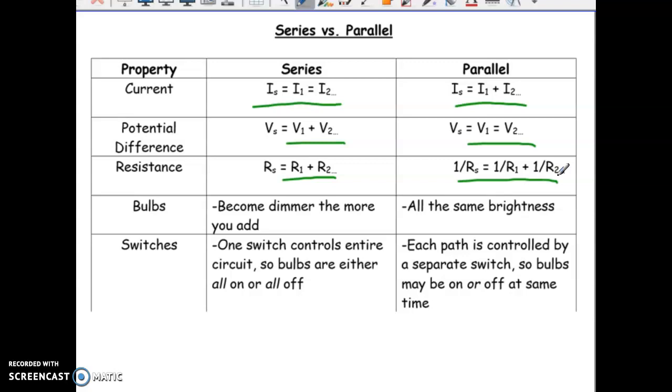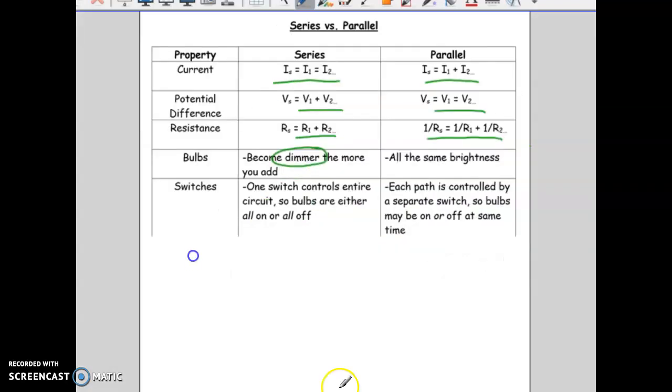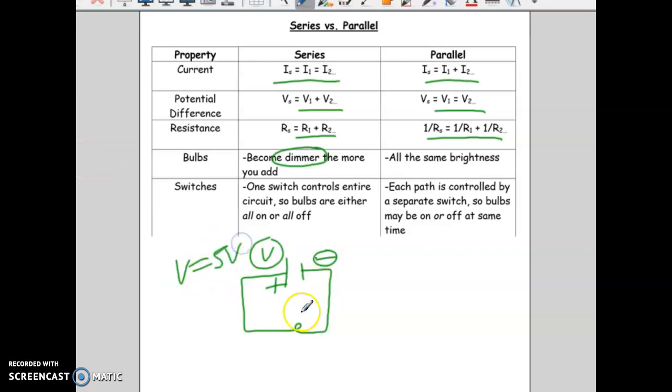Now, if we're comparing bulbs and the brightness of the bulbs, with every bulb you add in a series circuit, the light that's produced actually becomes dimmer and dimmer. So just to bring that point home, let's say we had a circuit with 1. Let's say the voltage was 5 volts. If you have only one light bulb, that bulb is giving off 5 volts worth of energy.